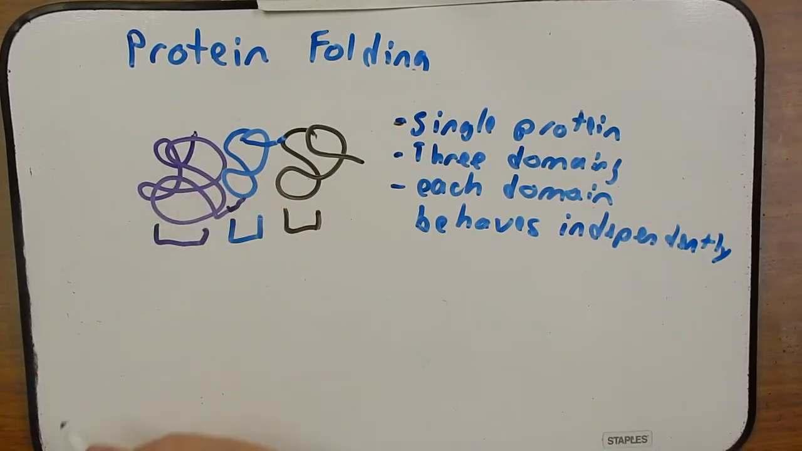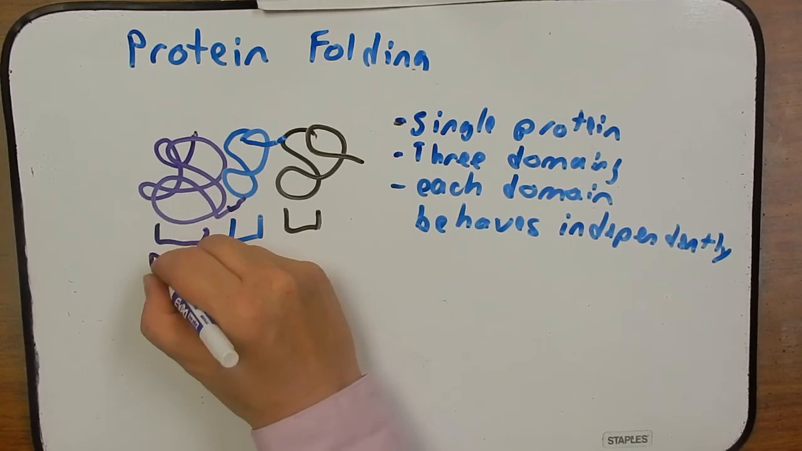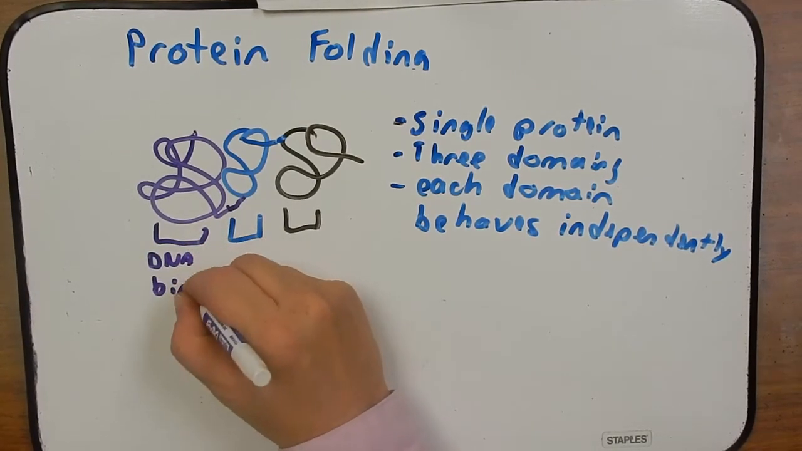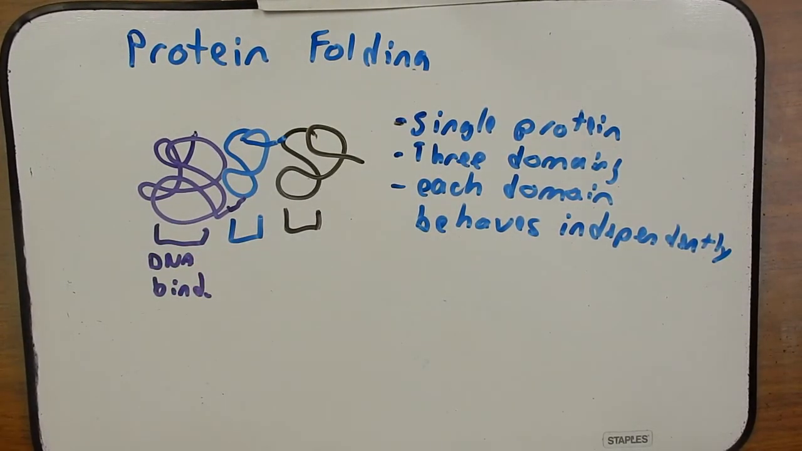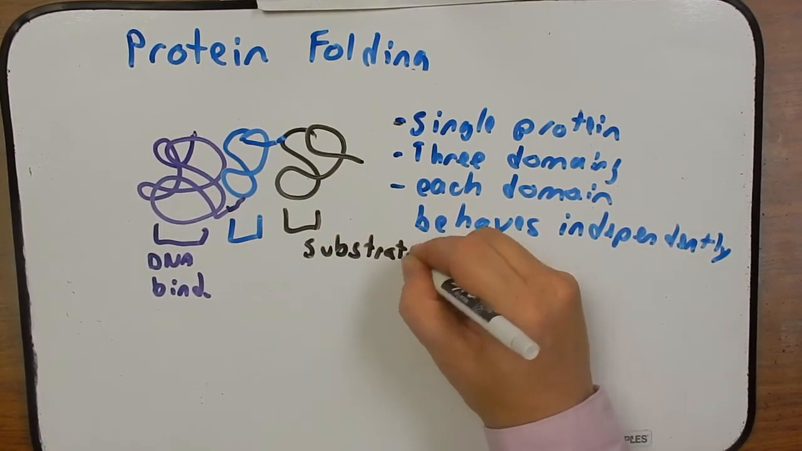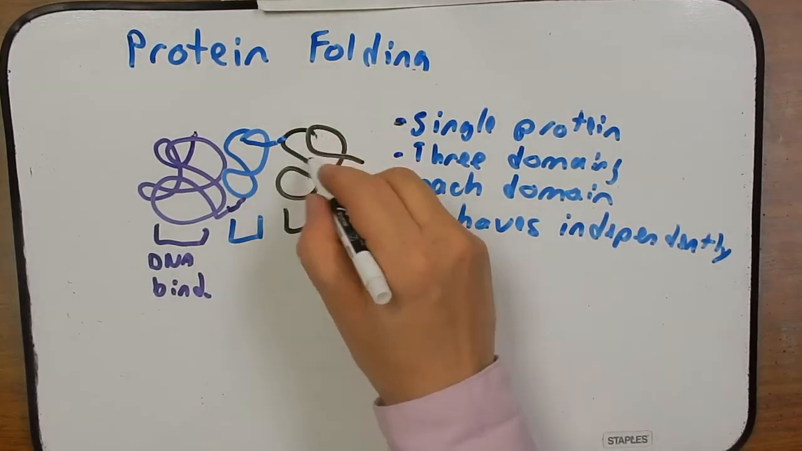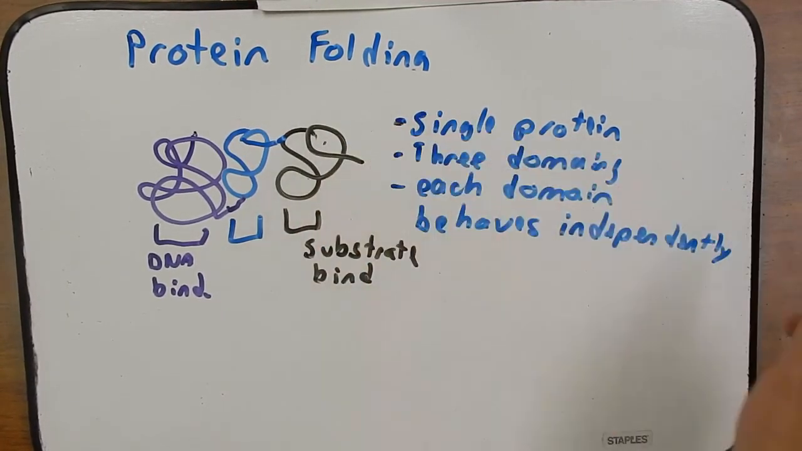They can fold independently of the other two. They can have different catalytic abilities or purposes. For instance, maybe this purple domain has a DNA binding function. Maybe this domain has a substrate binding, a substrate other than the DNA. Maybe it's a substrate that binds here and it directs it to a different location in the cell.